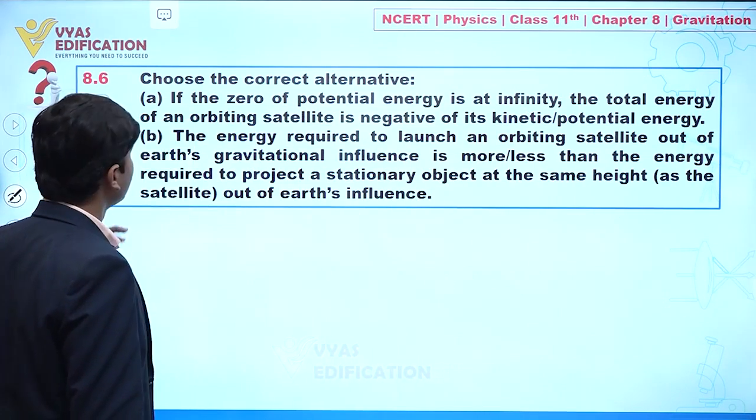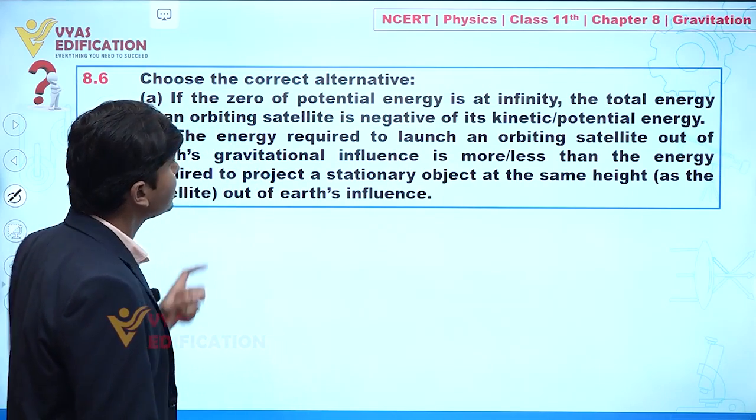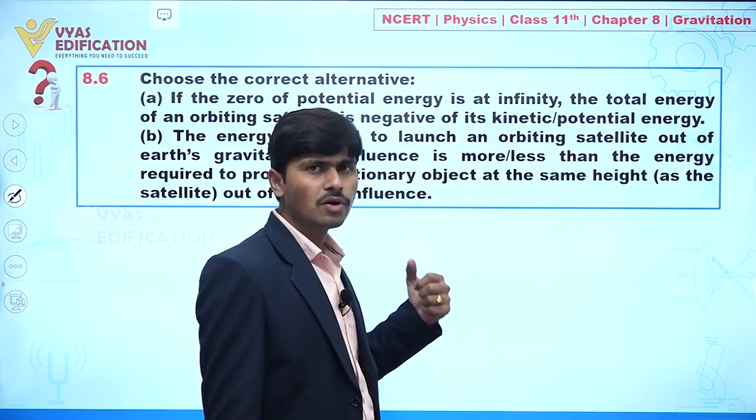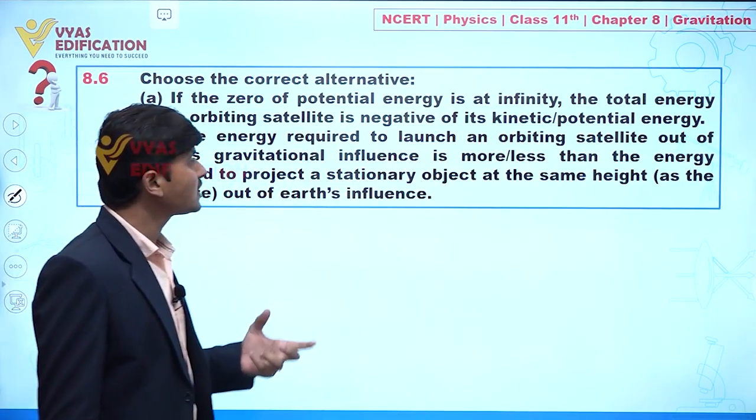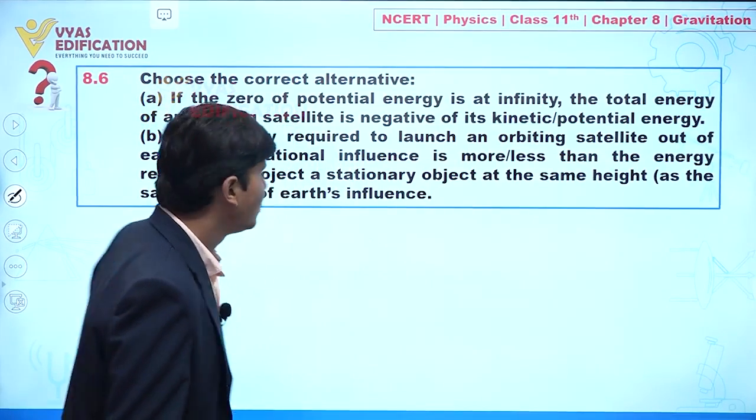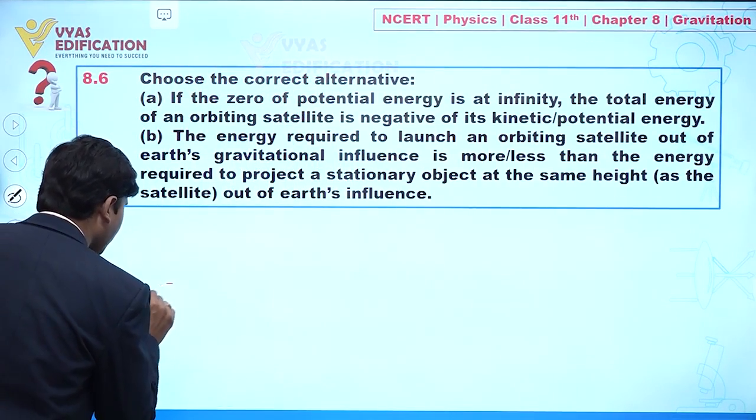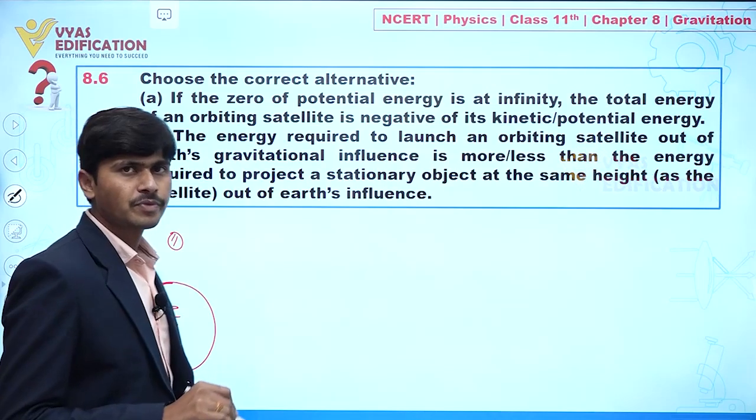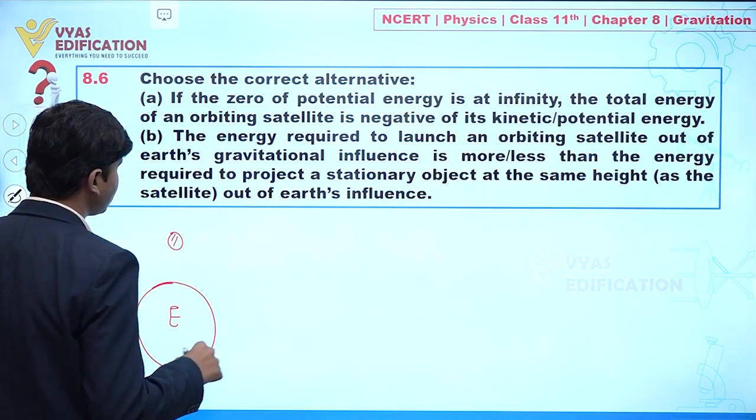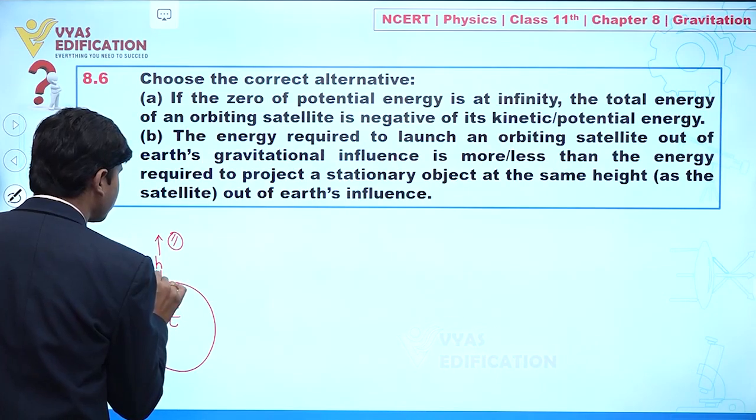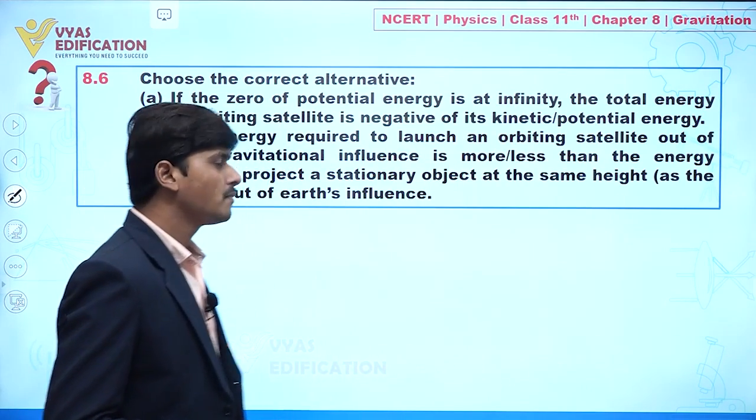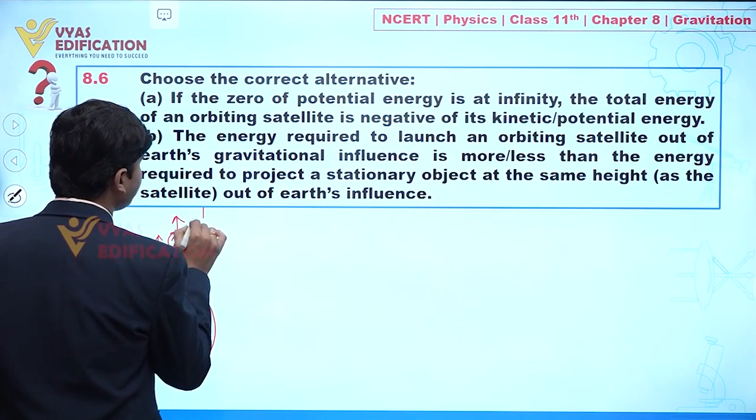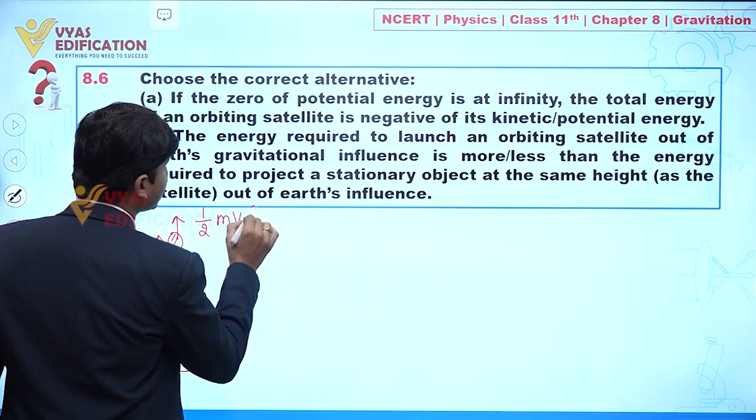Now if I am talking about part B, the energy required to launch an orbiting satellite out of Earth's gravitational influence is more or less than the energy required to project a stationary object at the same height. Clear? Now listen carefully. Let's suppose this is Earth, and we have a satellite at this position, situated at a certain height, let's suppose h. At this time let's suppose it is stationary.